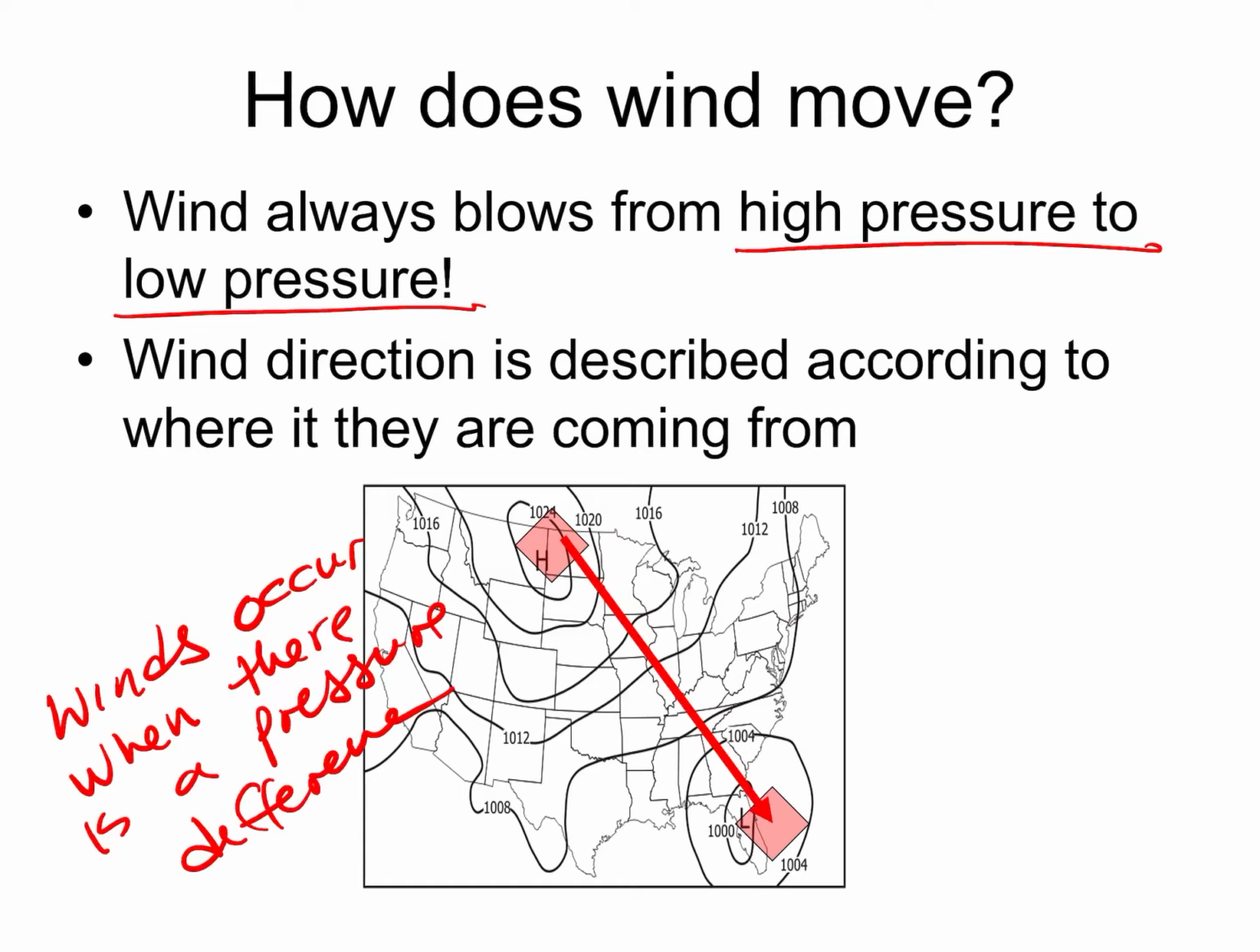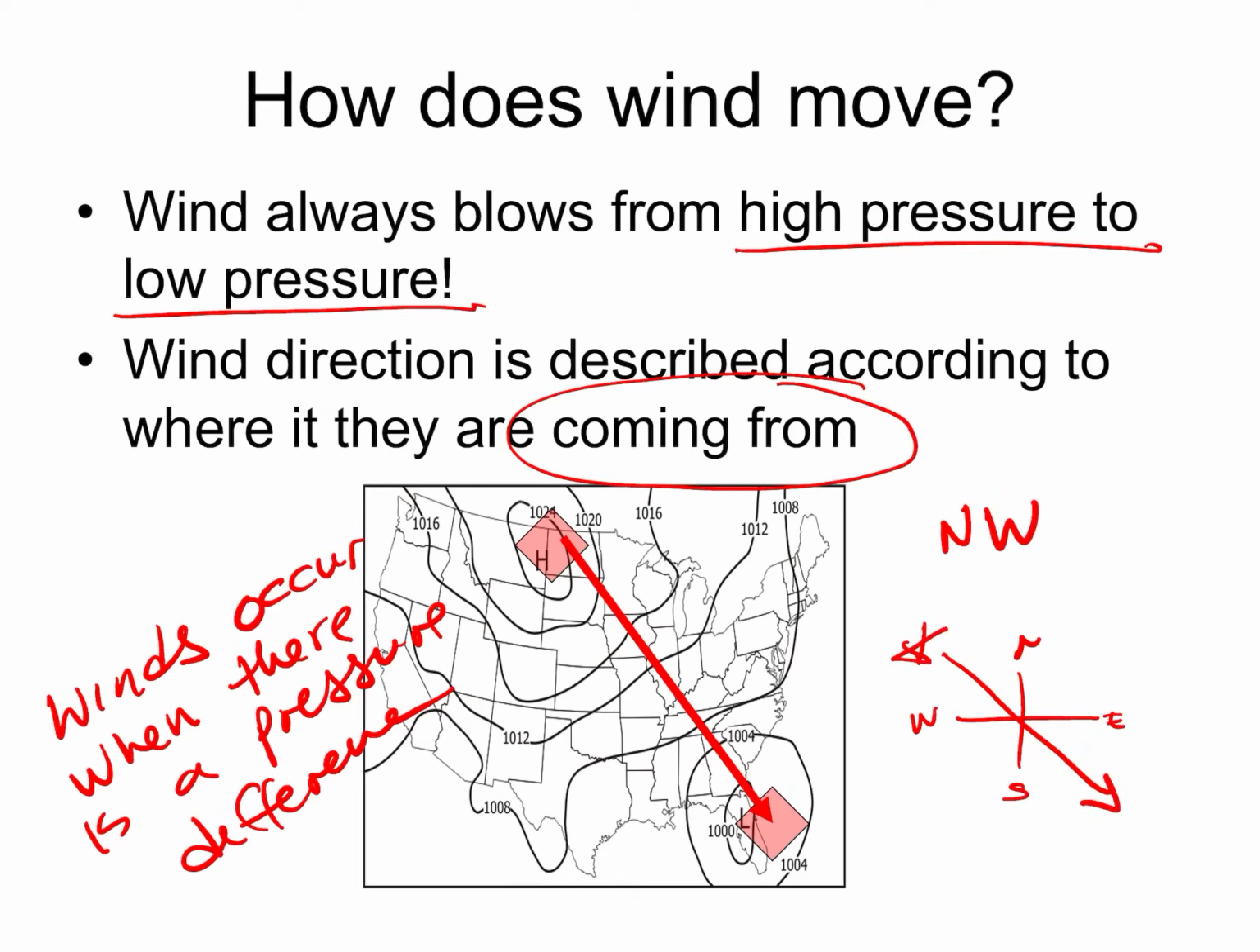Wind direction is always described based on where they come from. In this particular map example that we have here, this would be called a northwestern wind. Because if you have your compass here, the wind is going like this. It is coming from the northwest. So winds get their names based on where they come from.